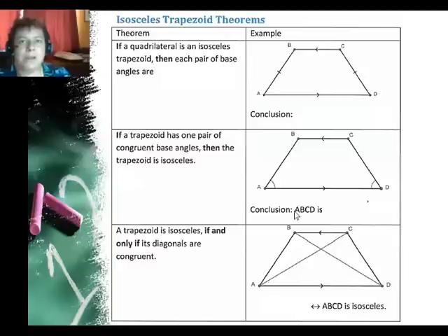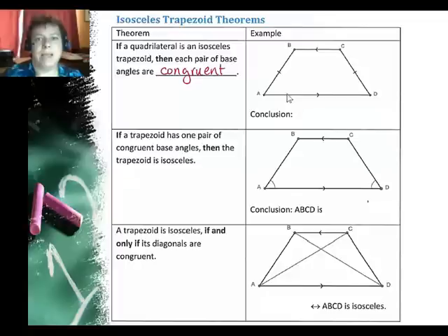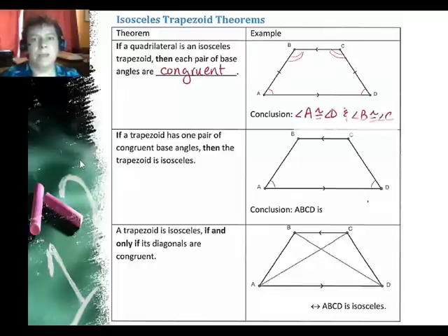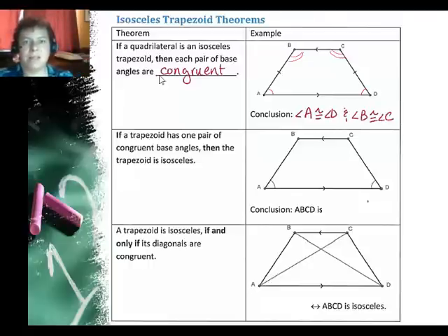If a quadrilateral is an isosceles trapezoid, then each pair of base angles are congruent. So that means angle A here and angle D, angle B and angle C. If a trapezoid has one pair of congruent base angles, then the trapezoid is isosceles. So this is just going backwards from the theorem on top here. The first theorem says if it's isosceles, then the base angles are congruent. Then the second one says if the base angles are congruent, just one set is all you need, then it's an isosceles trapezoid.